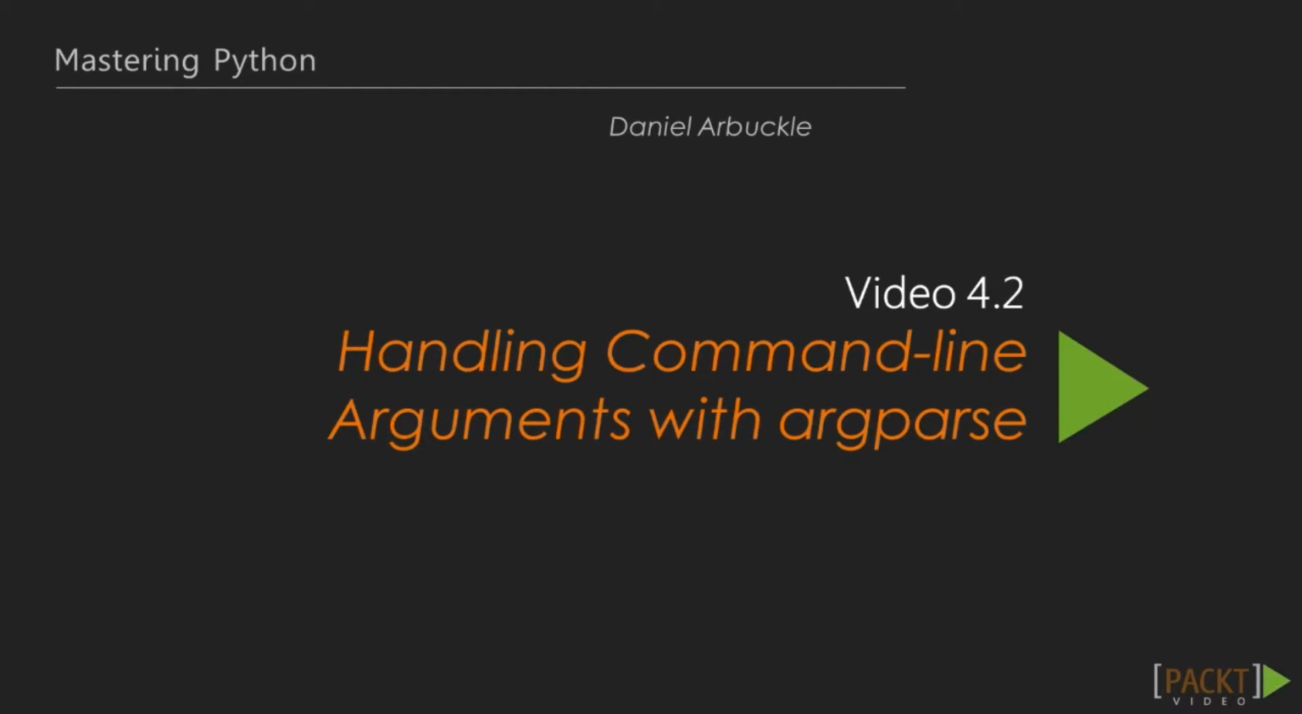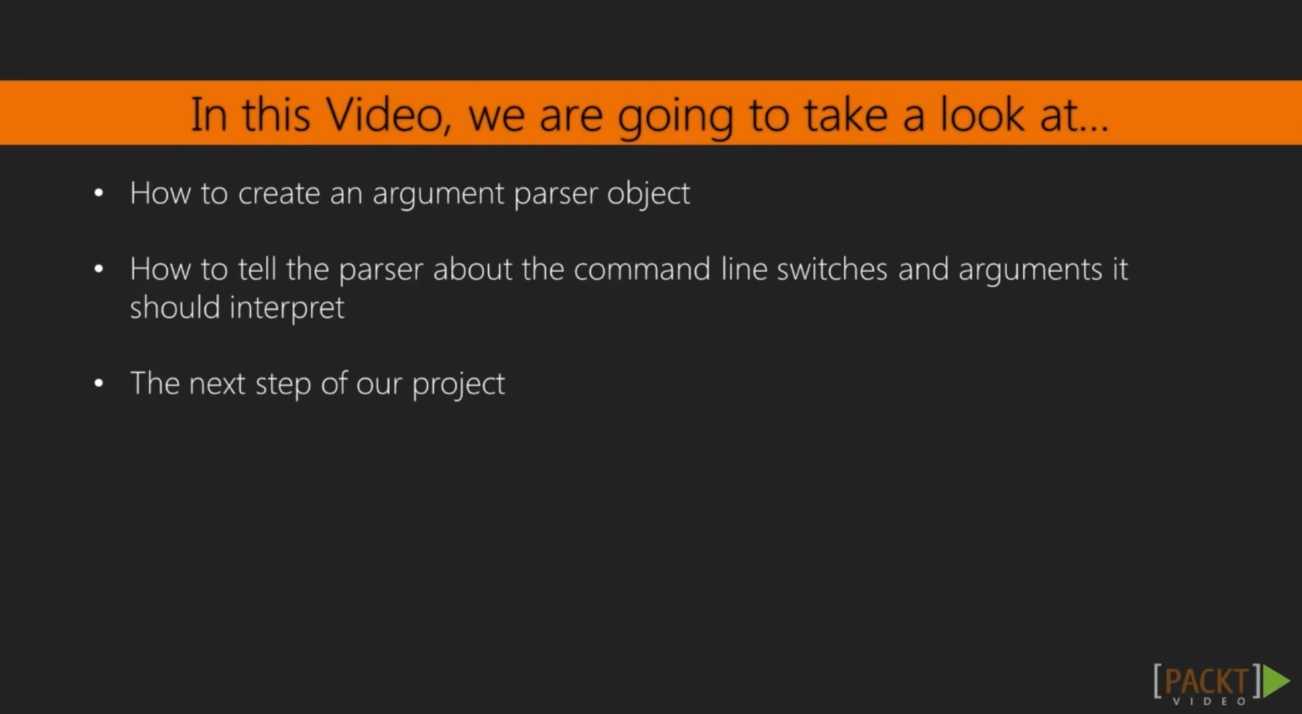4.2. Handling command line arguments with argparse. We're going to see how to create an argument parser object and how to tell it what the command line switches and arguments it should look for are. And then we're going to perform the next step of our project.